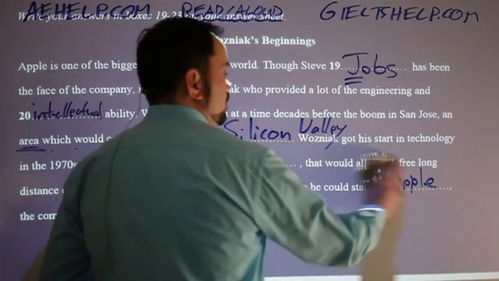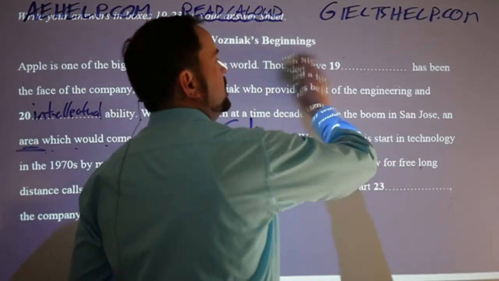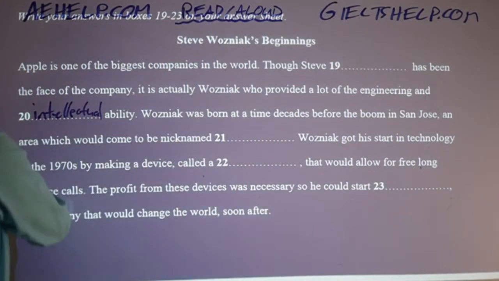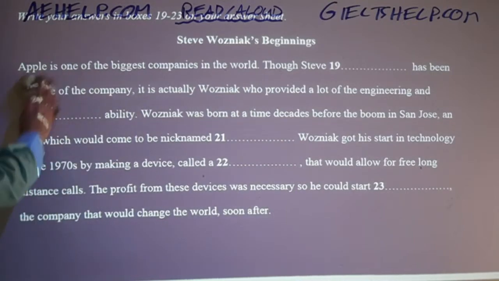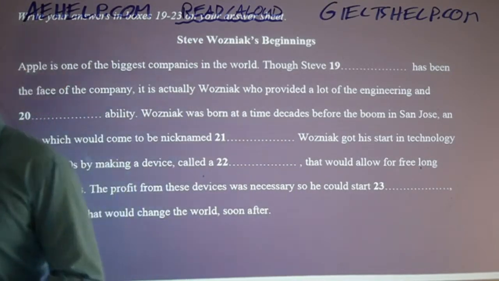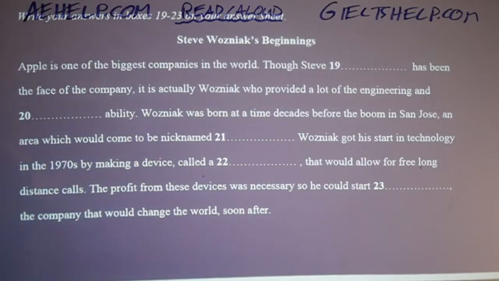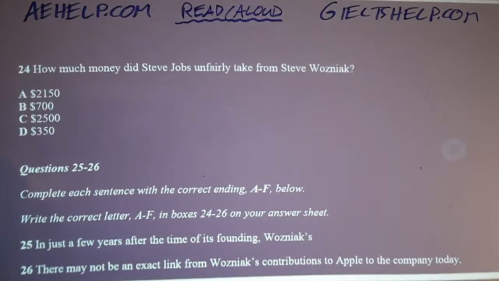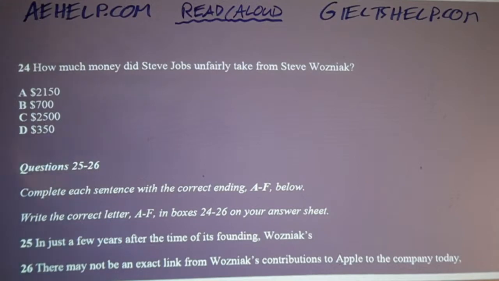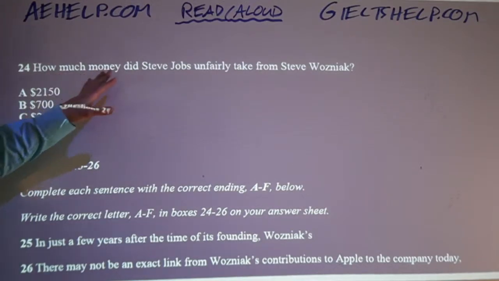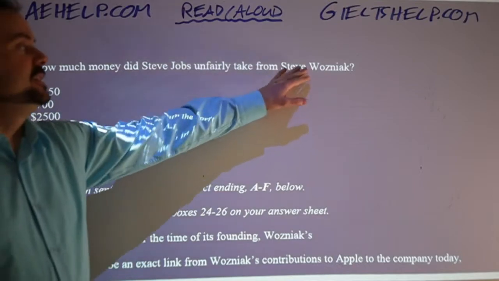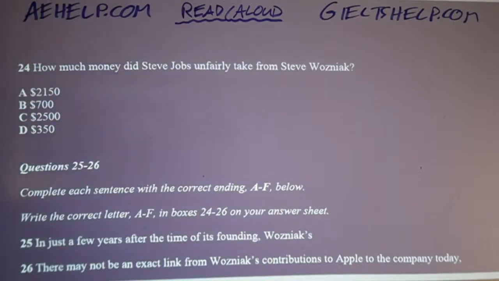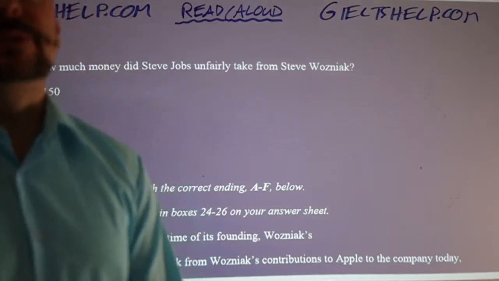Okay, so we're rolling along nicely, and ideally when you're going through these strategies correctly and you're doing good reading, even if you don't understand every single word, you should be able to do all of this in 20 minutes. Okay? So, how much money did Steve Jobs unfairly take from Steve Wozniak? This is a bit of a thinking question, but I think you know the answer, and you don't have to read, okay? You don't have to read here. You just have to kind of remember the numbers.